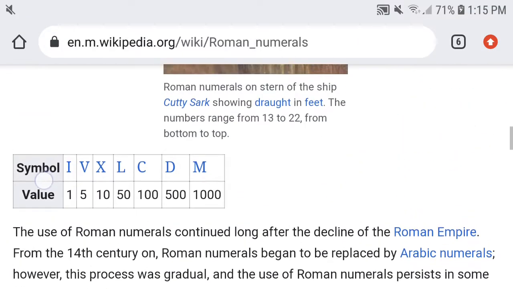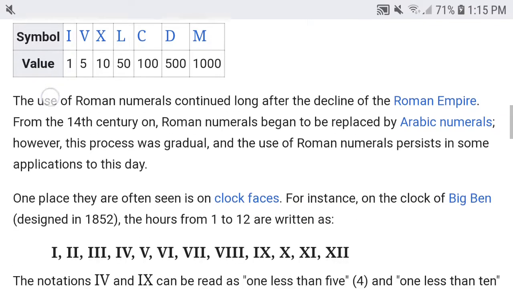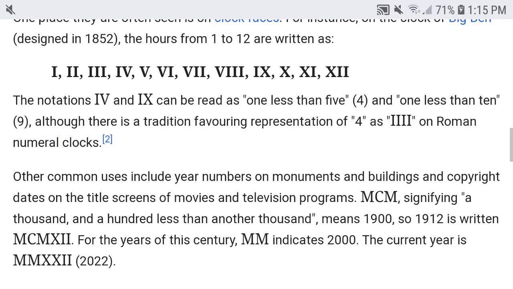Like 900, what is 900 again? DCCCC, I guess. No, 900 will be CM, right? One 100 less than 1,000. So yeah, CM should be 900, right? Might be wrong there, but all right.